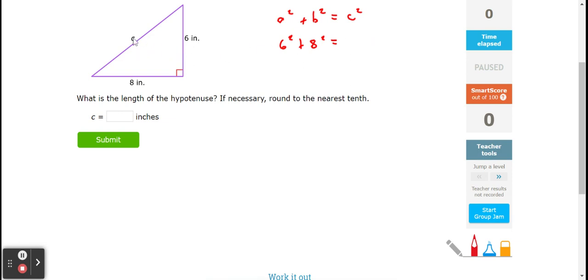It won't always be labeled c. Sometimes it might be labeled an x. I honestly don't know. I haven't done any of these yet on here. So we'll do that. 6 squared is 36. 8 squared is 64. C squared, we don't know. We're still trying to find it. 36 plus 64 is 100.